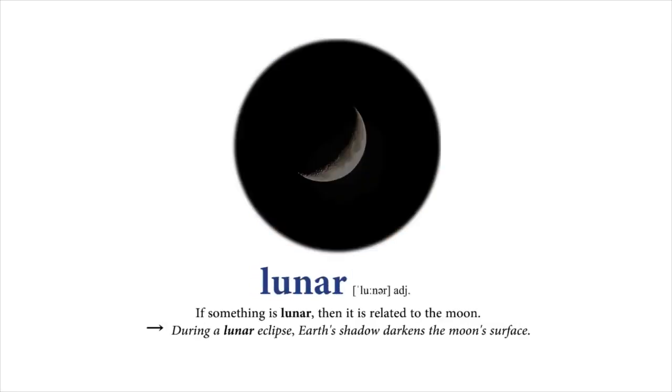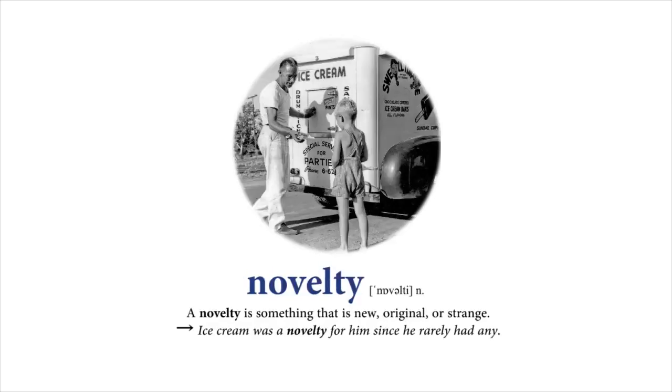Lunar. If something is lunar, then it is related to the moon. During a lunar eclipse, Earth's shadow darkens the moon's surface. Novelty. A novelty is something that is new, original, or strange. Ice cream was a novelty for him since he rarely had any.